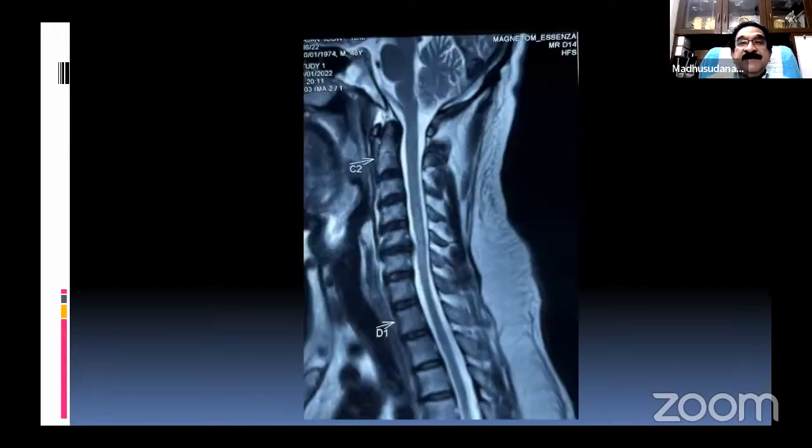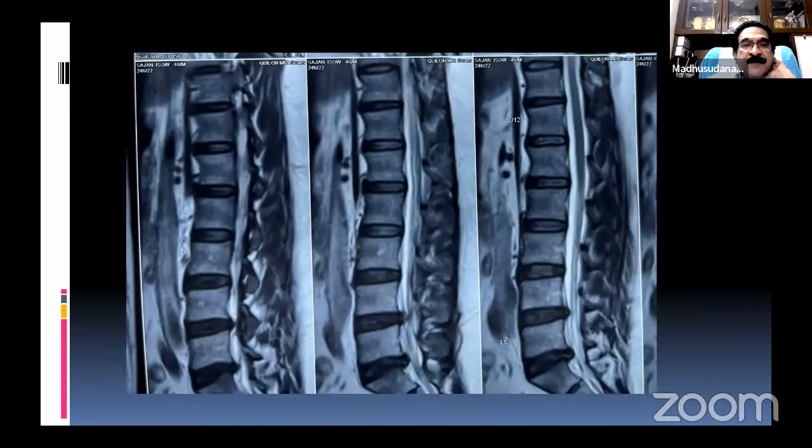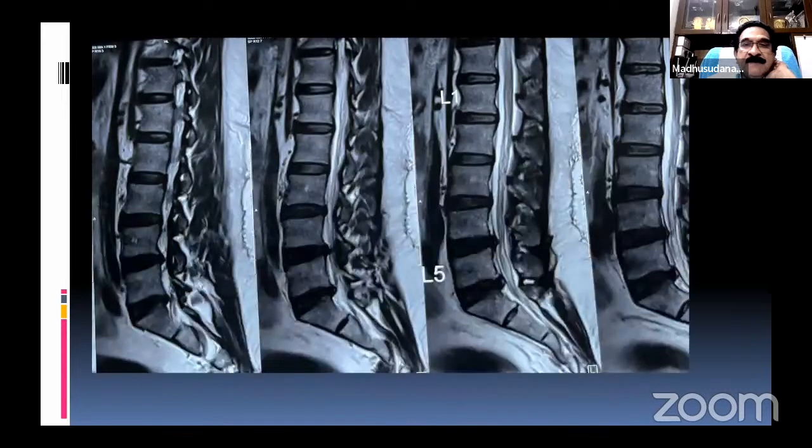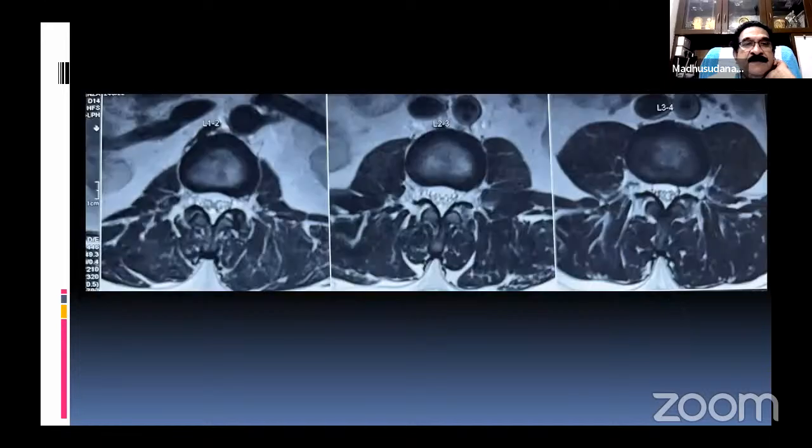This is the picture he brought. For the cervical spine, only one picture is with him. This is the dorsal cord, also brought by him. This is the lumbar MRI, a sagittal cut, but the axial cuts are mainly confined to the lumbar region. This is the D12 L1 level. This is L1 L2, L2 L3, L3 L4.